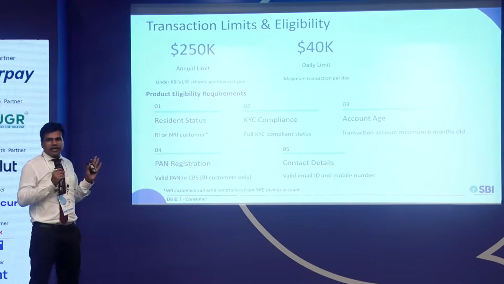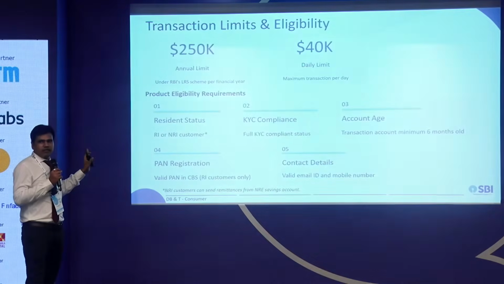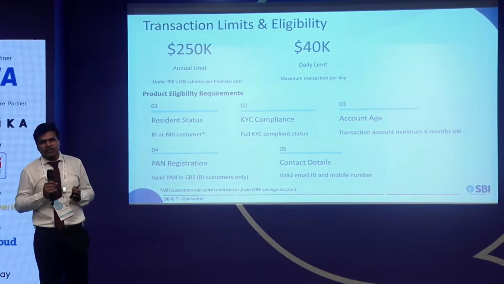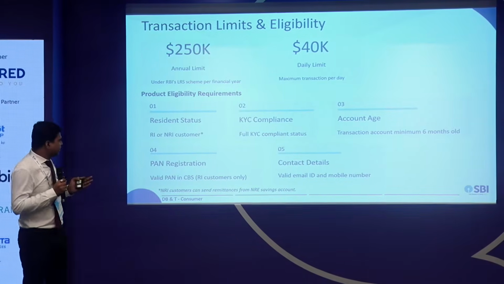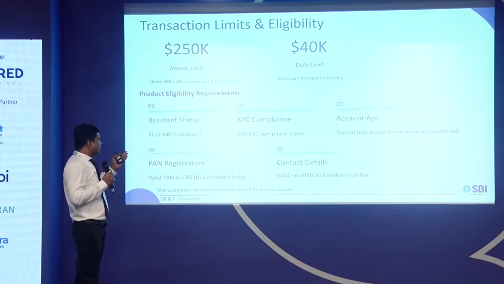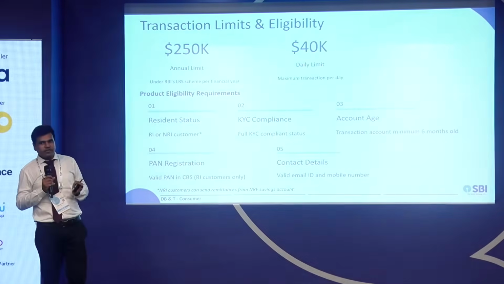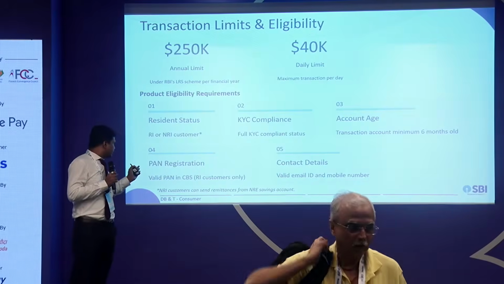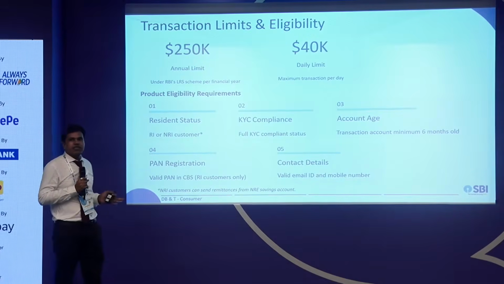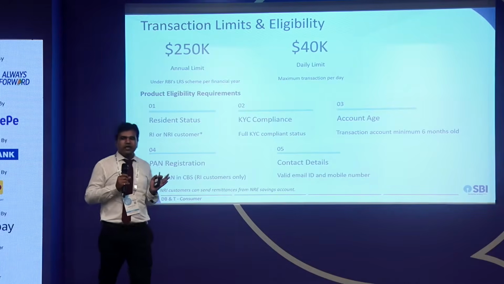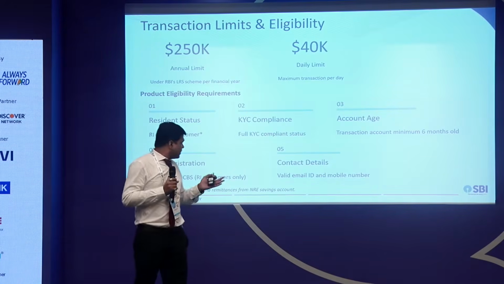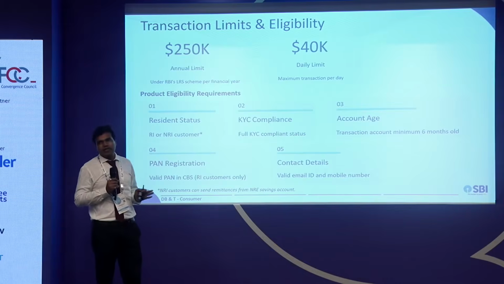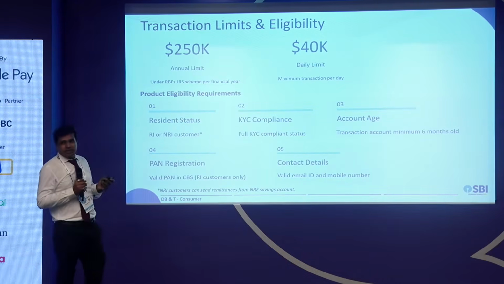Once the customer adds the beneficiary, these are the checks that will be done at the backend. First, it will check the residence status type, whether this is a resident Indian or an NRI customer. Then it will check the compliance status: whether the customer is fully KYC compliant, whether the CIF is active, account age, with the transaction account being a minimum of 6 months old, and PAN registration. PAN registration is only checked for resident Indian customers, because this LRS limit is not applicable for NRI customers. And the last one is the contact detail to send the status of all the transfers, so a valid email ID and mobile number. These are the product eligibility requirements.